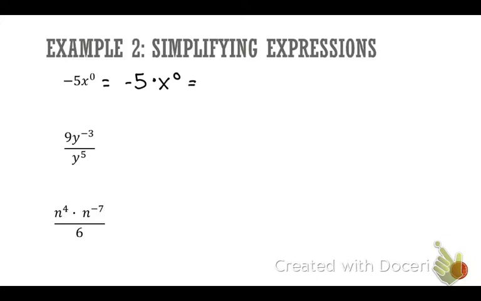So anything raised to the power of 0 is 1. So this means negative 5 times 1. What's negative 5 times 1? Negative 5. That's my answer. The x is gone. So I know it's hard to wrap your head around, but anything raised to the power of 0 becomes a 1.